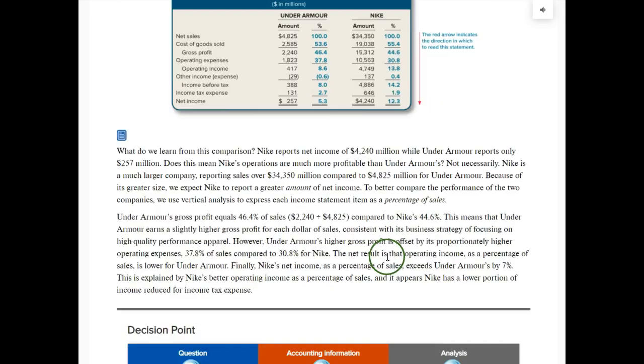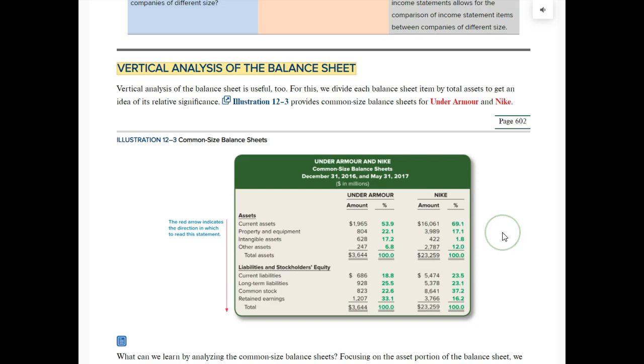This is the income statement. Now, the vertical analysis of the balance sheet is just as simple to compute. But what you'll do here is take all these different asset categories and divide by total assets. So current assets, again, this is $1,965 million divided by $3,644 million. Then this shows you that in the balance sheet for Under Armour, 53.9% of its assets are in current assets. Nike has a higher percentage in current assets.